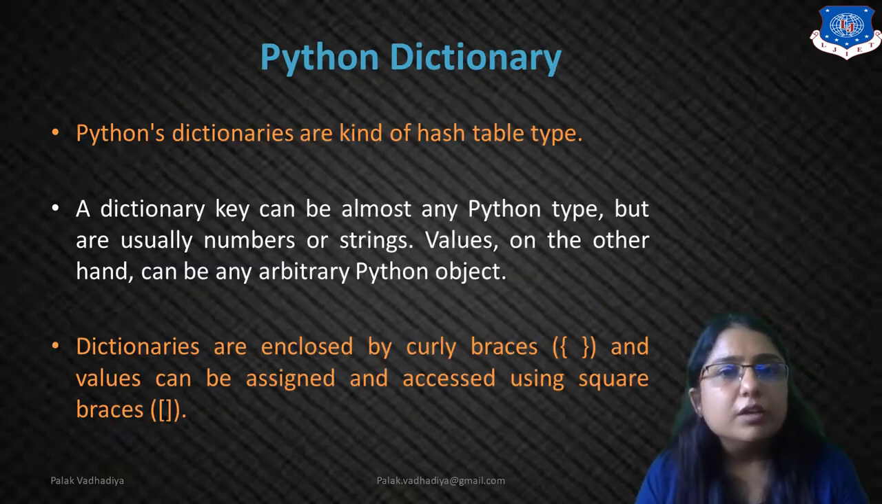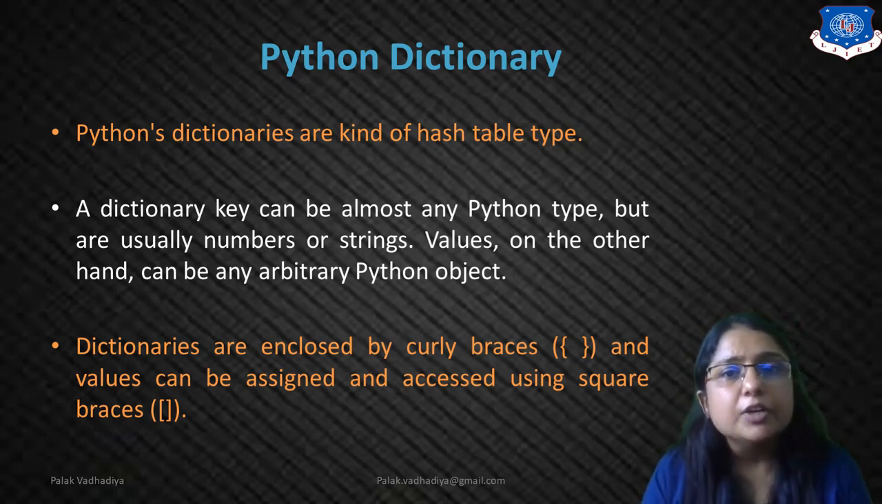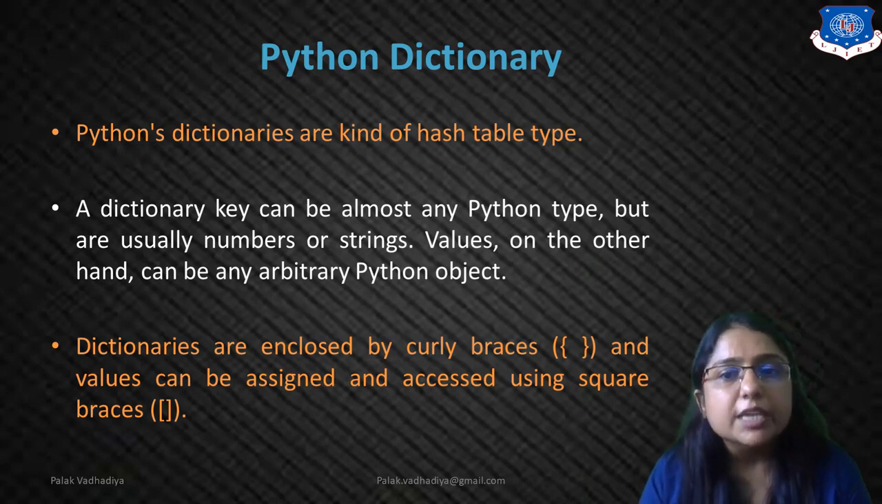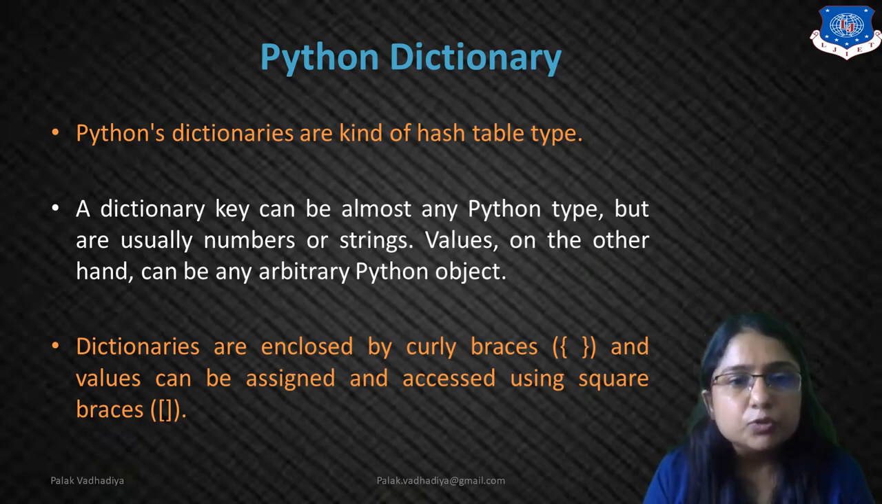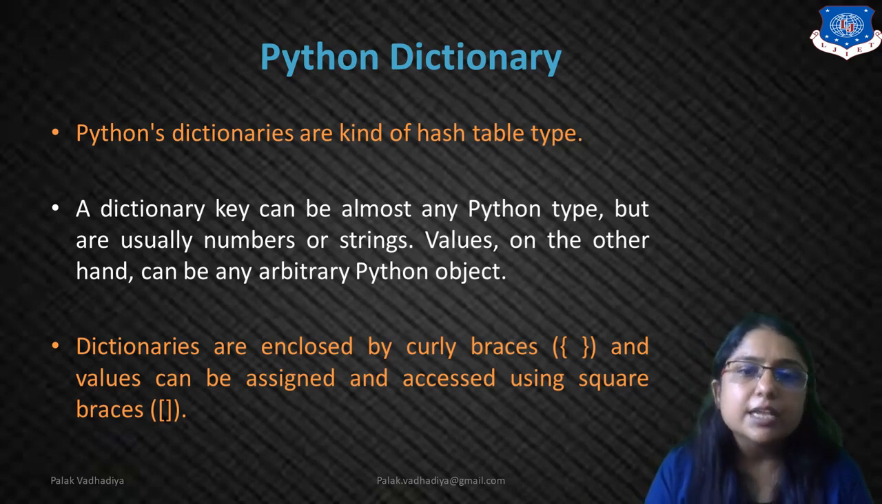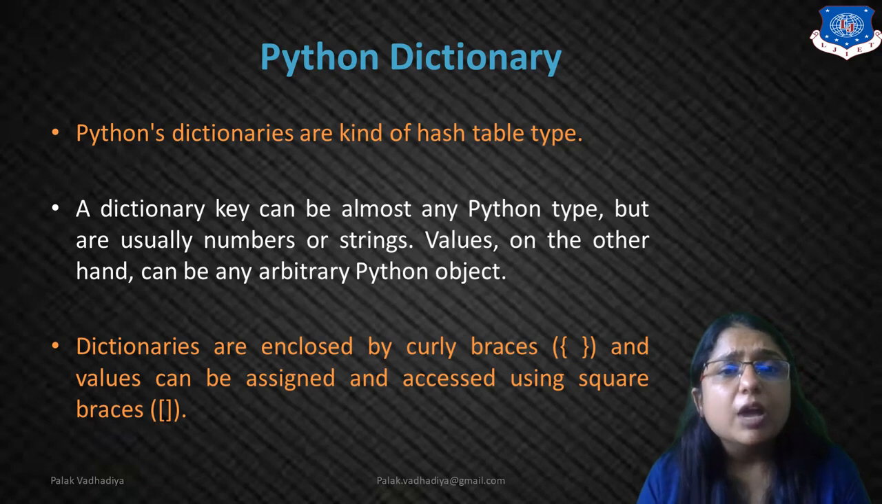Now last is what is a Python dictionary. Python dictionaries are kind of the hash table type. The dictionary key can be almost any Python type, but it's usually a number or string. The values, the other end, can be an arbitrary Python object. For a dictionary you have to use the curly brackets, and the values can be assigned and accessed using the square brackets. In Python you have some keys and you have some values.